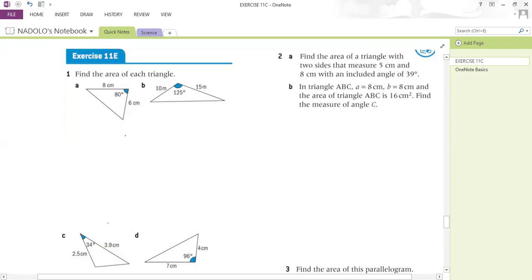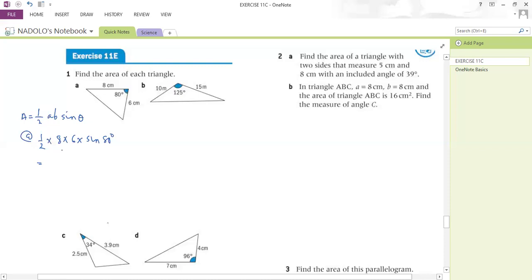At this point, we have so many methods of finding the area of a triangle, but because we have two sides and an included angle, we are going to use the formula for area, which is given by half the product of the two sides and then multiply by the sine of the angle between them. So for A, we'll have half multiplied by 8 times 6 multiplied by sine of the angle between them.